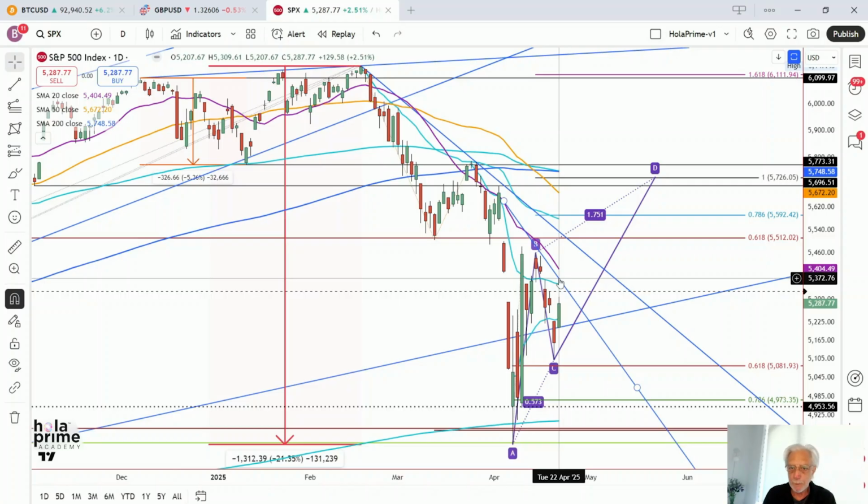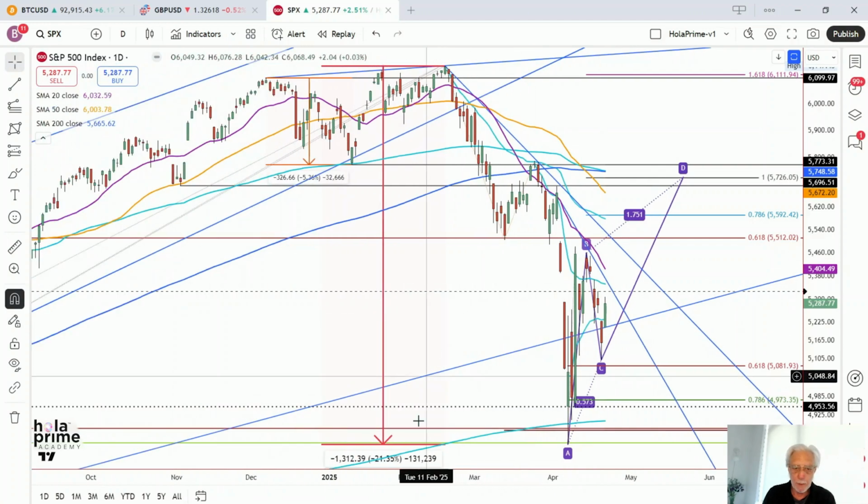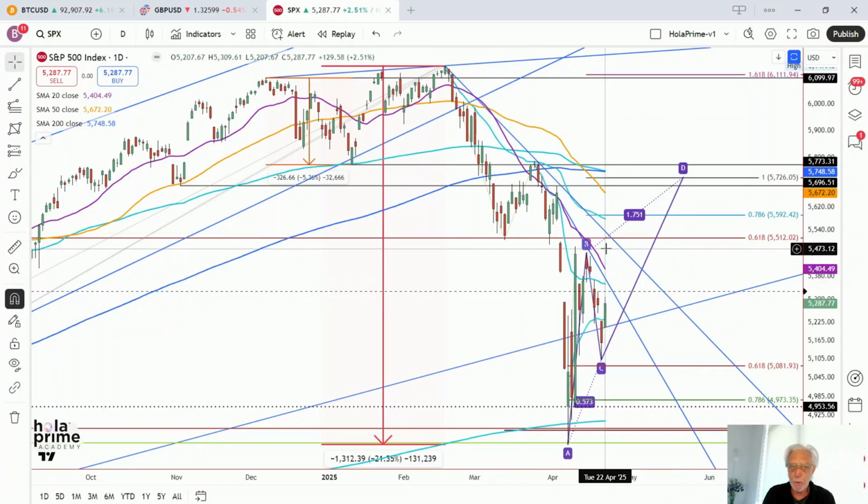All right, and then you can see that we had a nice rally off the 61.8% pullback here on the first pullback after a very sharp decline of 21.4% as of the high up here. Of course, that's going to start to change on a drop below today's low, which is 5,208. So that's near-term support.